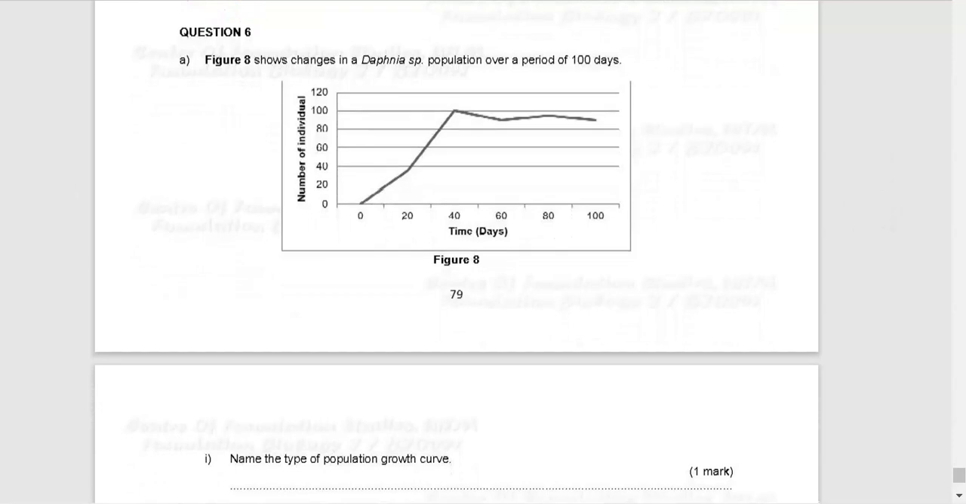Question 6, question A. Figure 8 shows changes in Daphnia species population over a period of 100 days. Name the type of population growth curve. There are only two types of growth curve. The first one is the logistic curve, which has an S-shaped curve, and the other one is the exponential curve, which has a J-shaped curve.